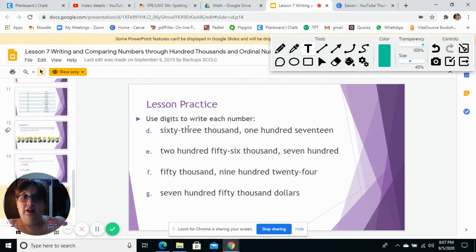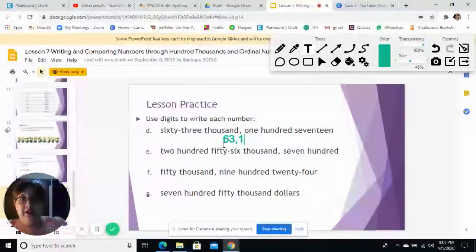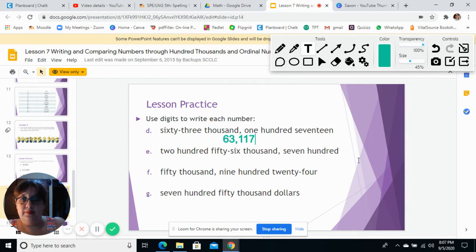All right. Now we need to use digits to write each number. So instead of using words, we're going to take these words and write them as digits. Remember, we want to just do the opposite of what we were just doing. We're going to start at the left, just like when we read, and we're going to say 63,000. So we know we need a comma. 117. There's the first one for you.